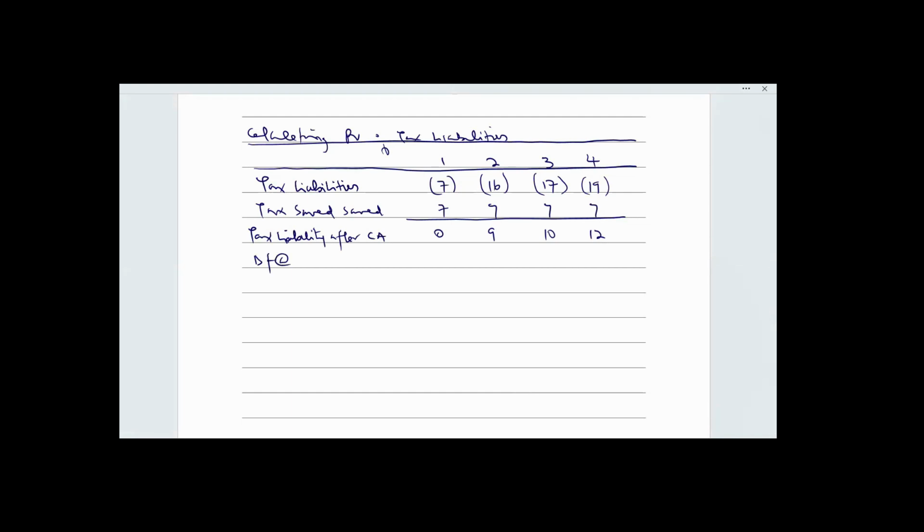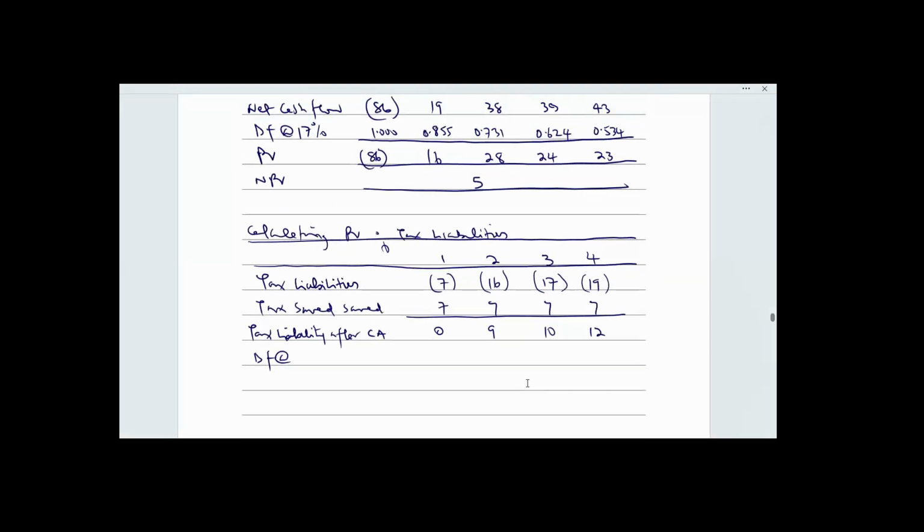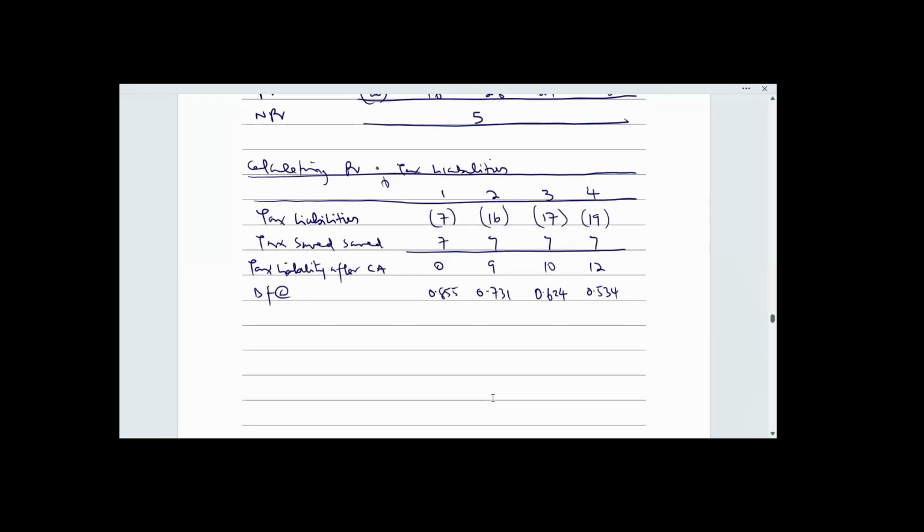So we need to discount this. Let us discount that at the appropriate cost of capital. What's the cost of capital? We are given 17% cost of capital. Therefore, we've already determined the discount factors to be 0.855, 0.731, 0.624, 0.534. So give me the present value.